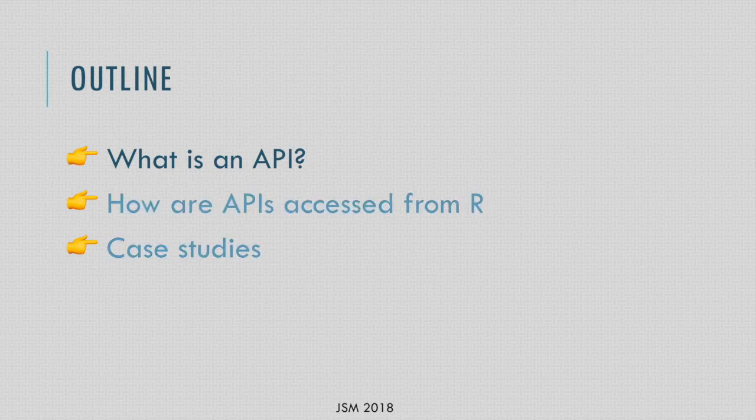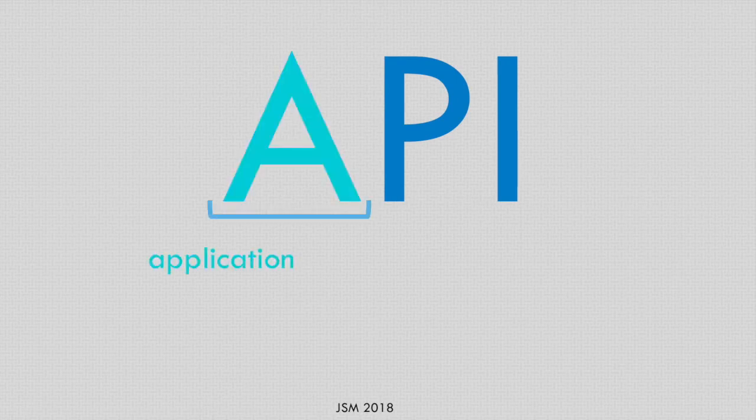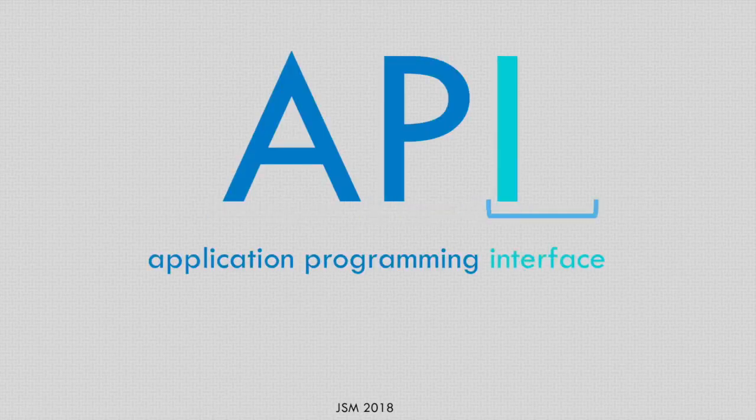All right, so let's get started. What is an API? API stands for Application Programming Interface, and this is a pretty broad term, but basically it's just a set of clearly defined methods of communication between various components. So this need not be a web API. For example, the way that an R package is built, R packages have their own APIs.